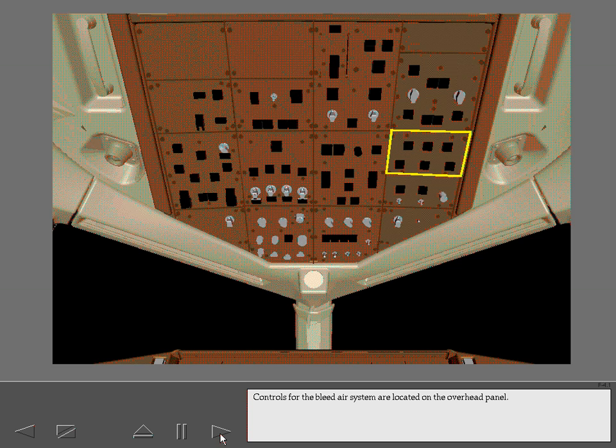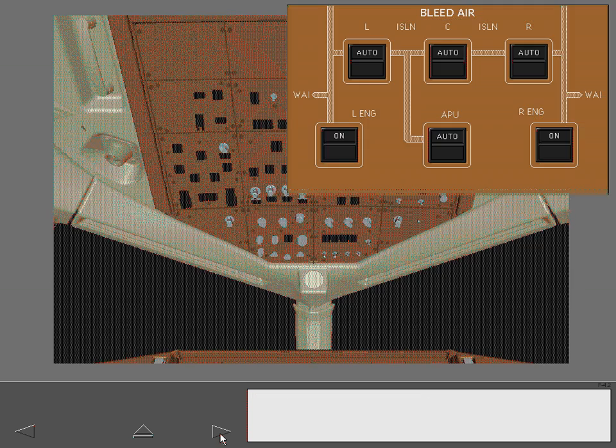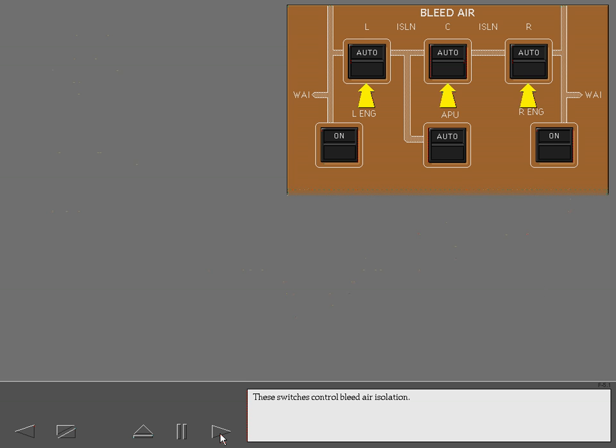Controls for the bleed air system are located on the overhead panel. These switches control bleed air isolation. These switches control engine bleed air, and this switch controls APU bleed air. Let's discuss the APU bleed air system in more detail.